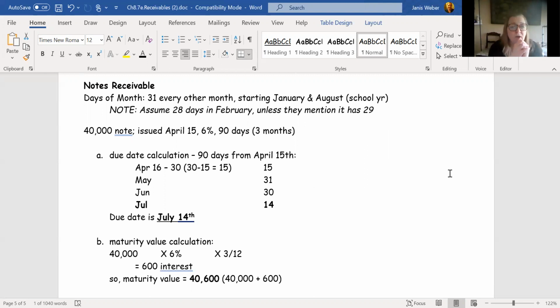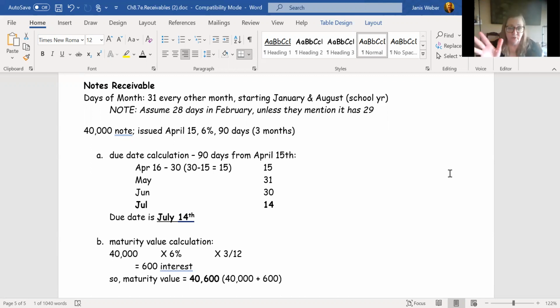Okay, so let's assume we have this $40,000 note. It's issued on April 15th. It's a 6% note that lasts for 90 days or 3 months. So 6% is talking about the rate, the annual rate. So when you're calculating interest, you have to multiply whatever the face amount is by your interest rate, that's the annual rate, and then prorate it by the number of days this note has.